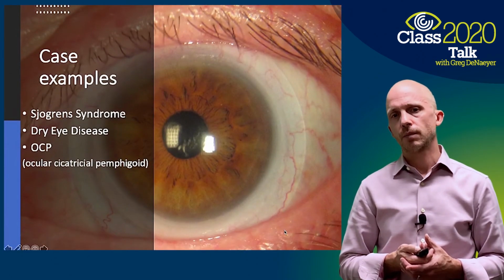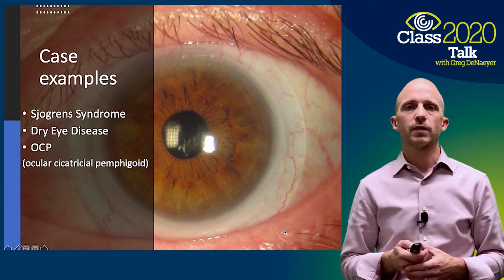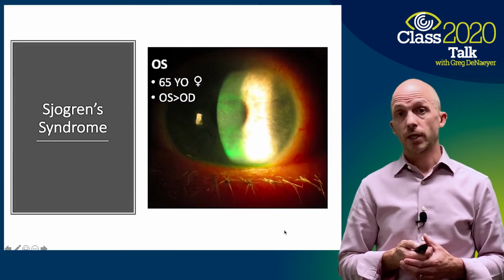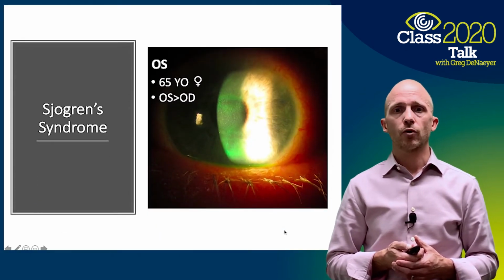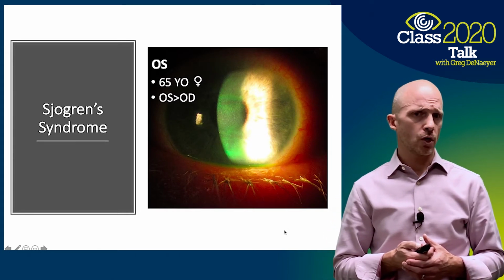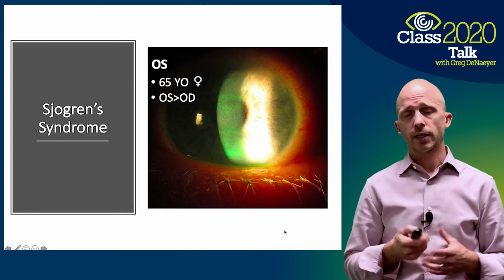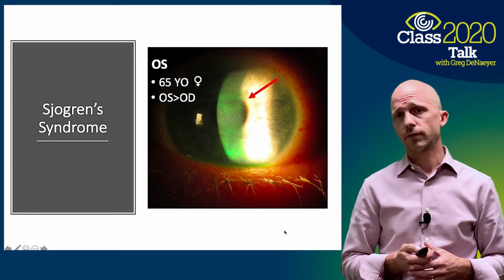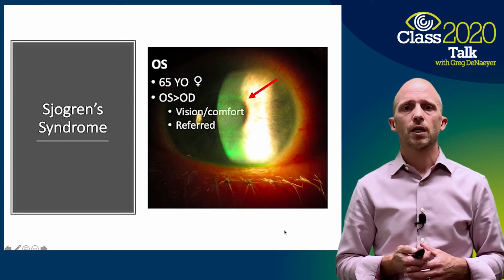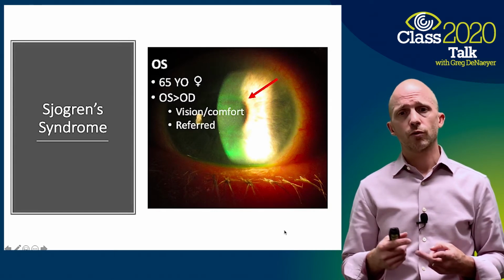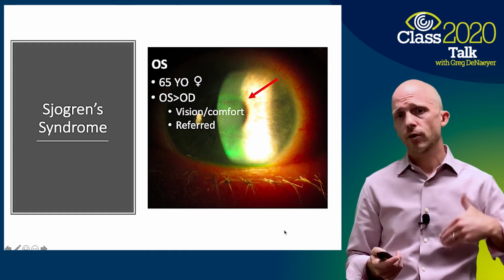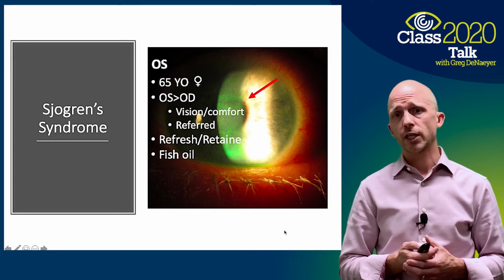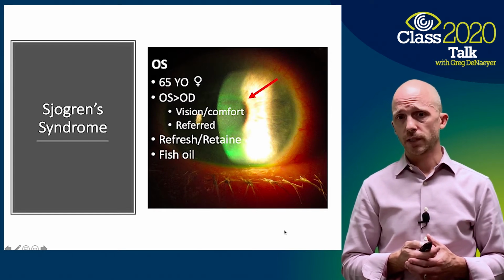Well, let's go through some case examples, and again, we're going to highlight some of the discussion points that we've already gone through for the lecture. First patient is a patient with Sjogren's syndrome. She's a 65-year-old female patient who had a flare-up in her left eye, actually left eye greater than the right eye, and this was a couple years ago. She developed in her left eye significant punctate erosions, which caused her to be very uncomfortable and reduced her vision. So she was referred to me from her treating ophthalmologist. She was using Refresh and Retain drops as well as fish oil supplements.